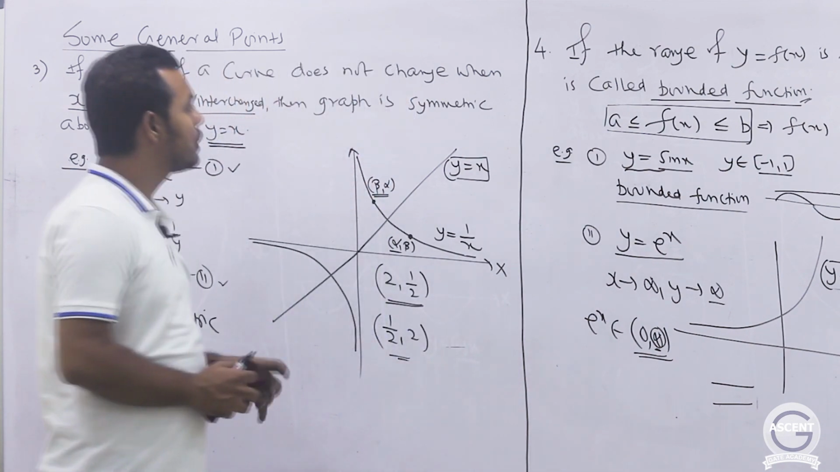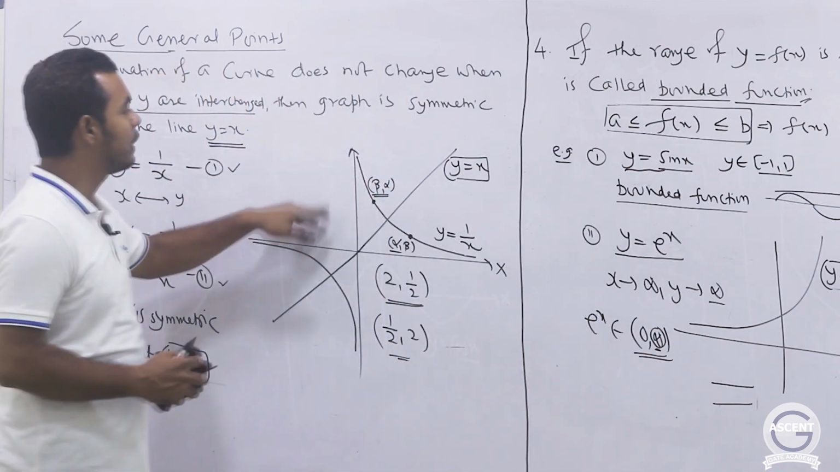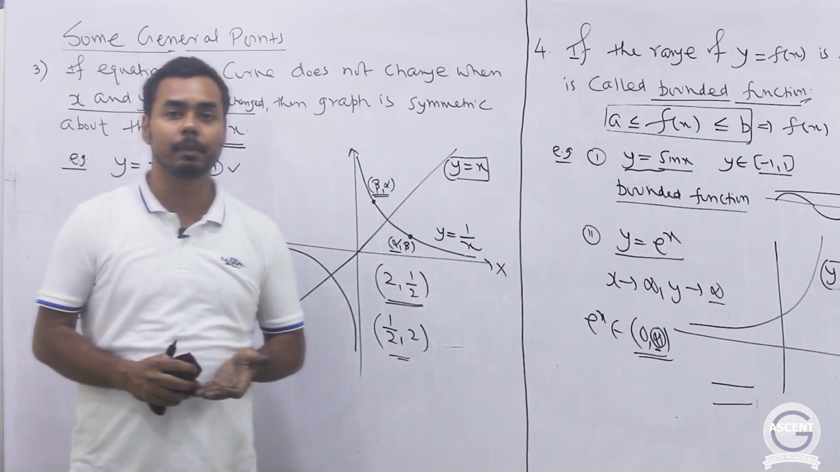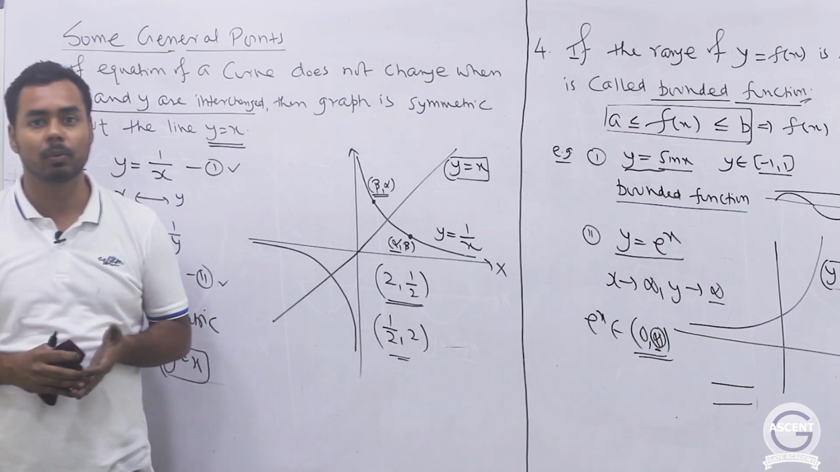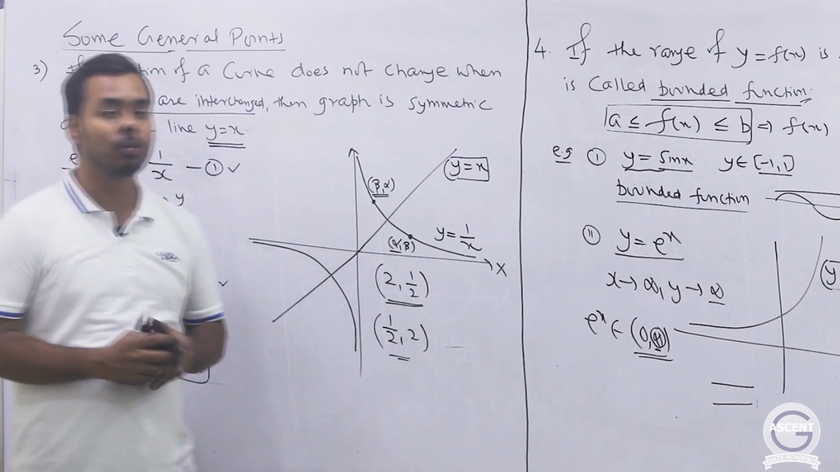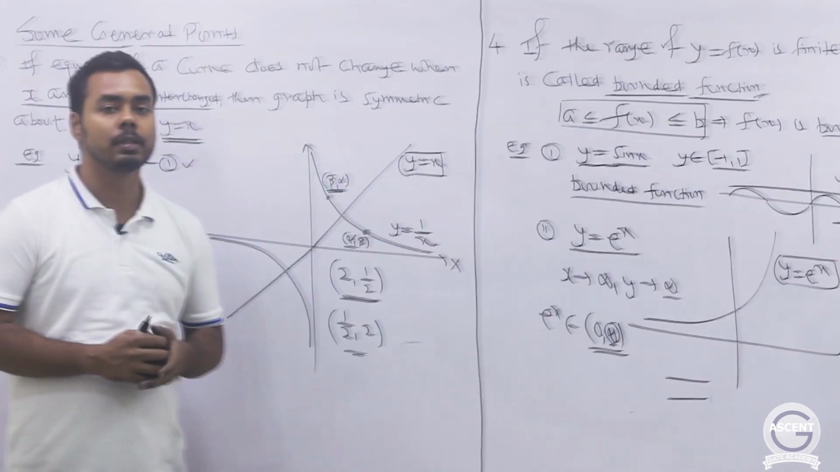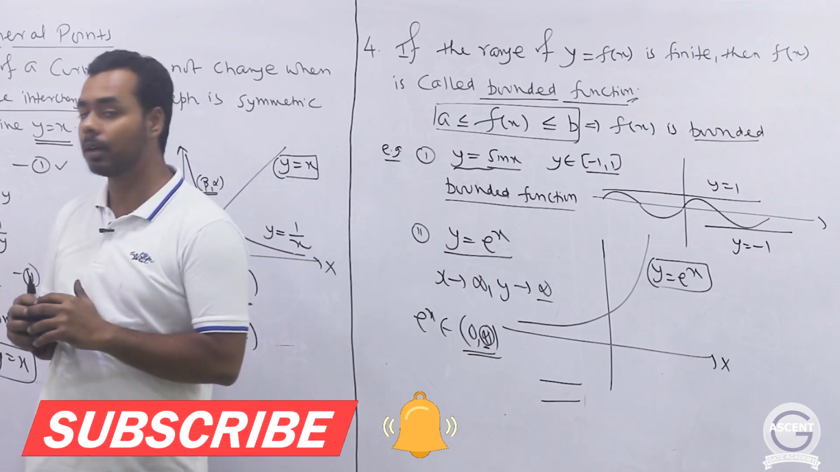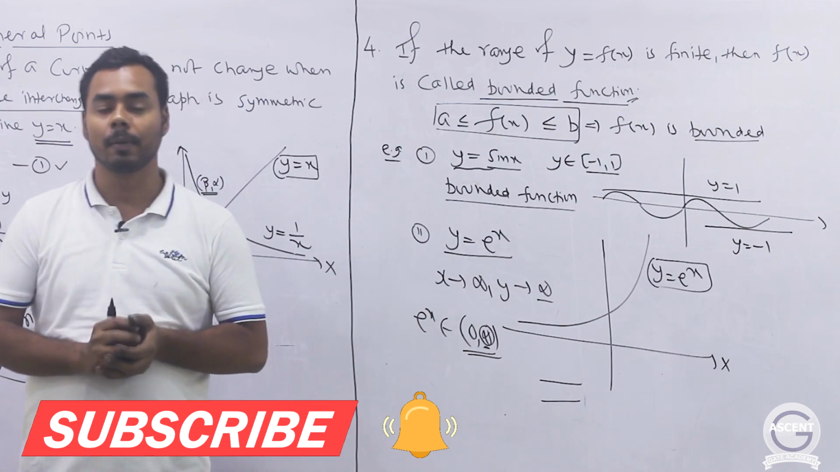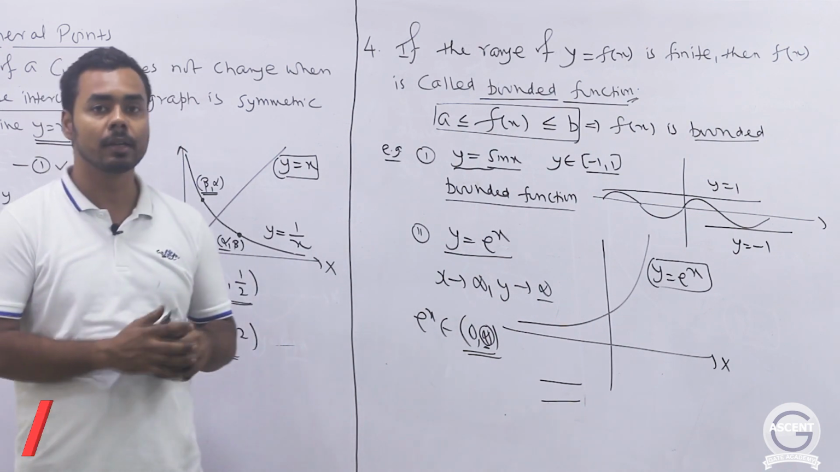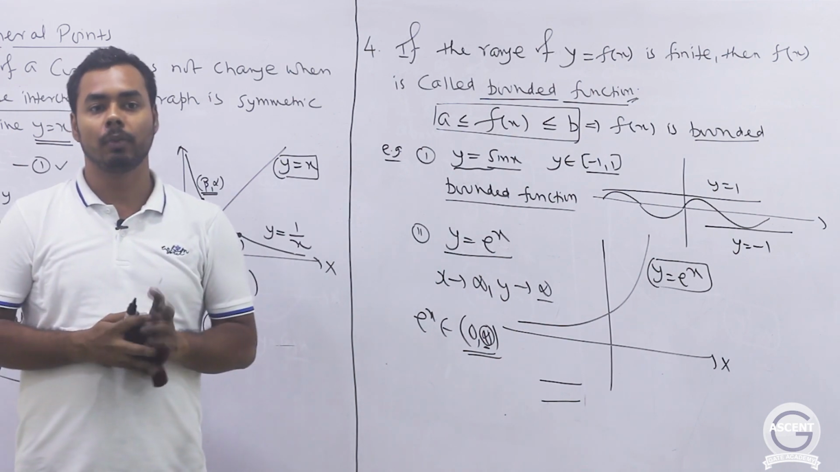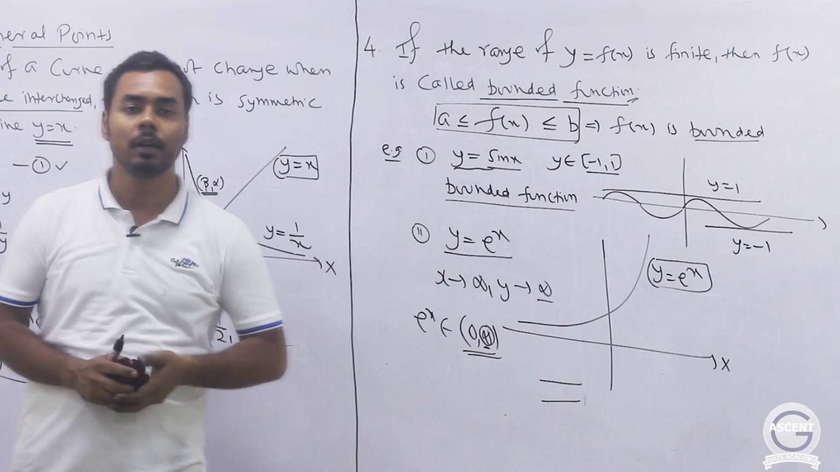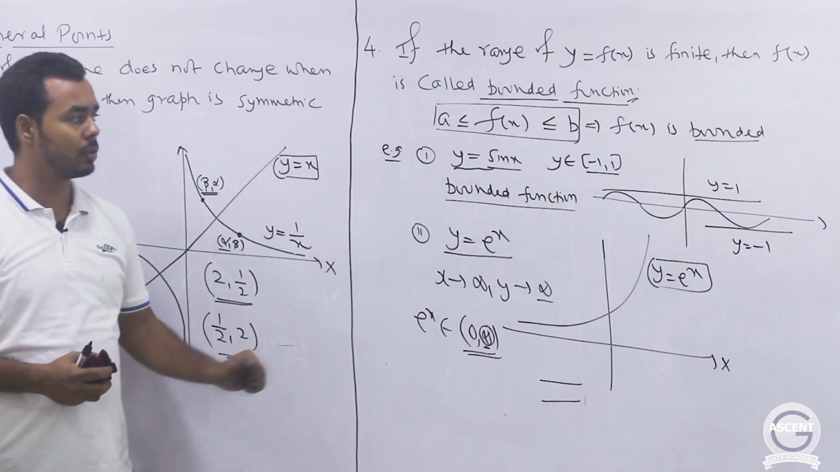So these were some of the general points related to graphs. We had seen our first three points: if you replace x by minus x and there is no change, it means symmetric about the y axis. If you replace y by minus y and there is no change, it means symmetric about the x axis. If you interchange x and y, that was our third point, and there is no change in the equation of the curve, then the curve will be symmetric about the line y equals x. And our last point is related to bounded and unbounded functions. Now we'll see two problems based on these concepts.